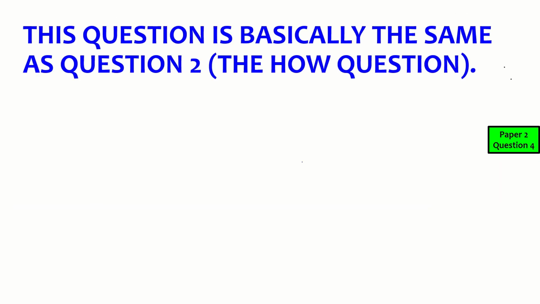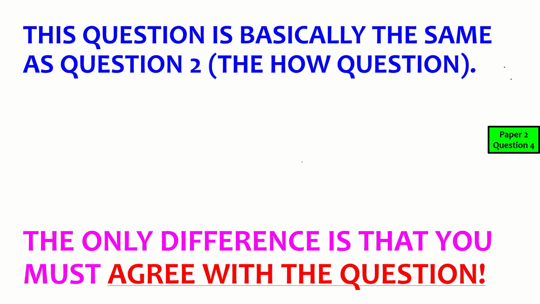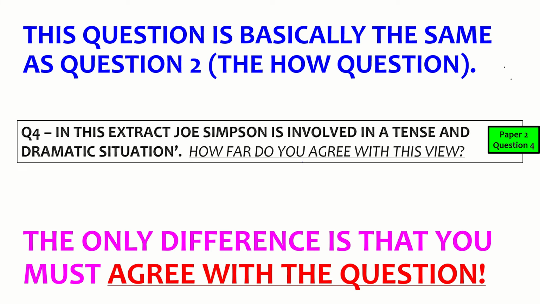It's basically the same as question 2, the how question. The only difference is you must agree with the question. It won't always be a question where it says, do you agree? It might say, what are the writer's thoughts and feelings about prisons, for example? And then you'd go through it and find 5 or 6 quotes that they say about prisons and say, he thinks it's awful with this quote, blah, blah, blah. Okay, so in this question, how far do you agree if it's tense? You would say, I agree it's tense, and then give me 5 or 6 quotes and explain them.